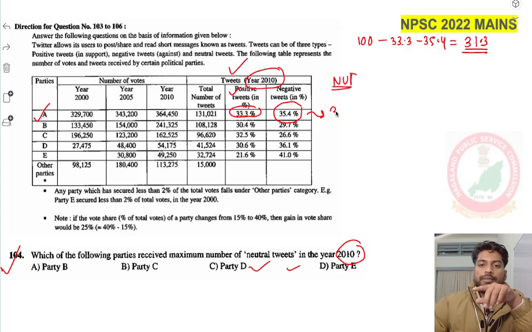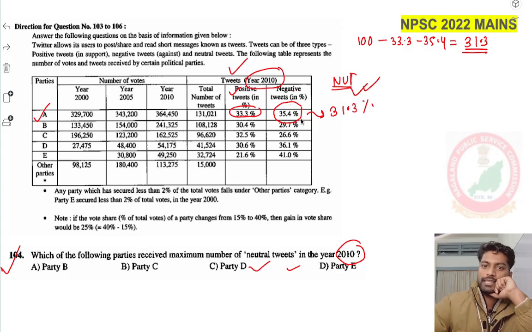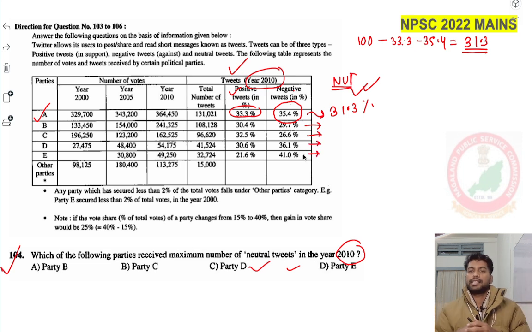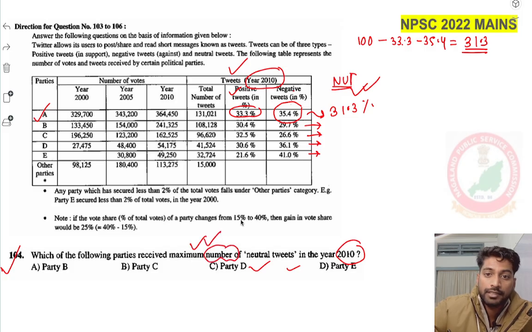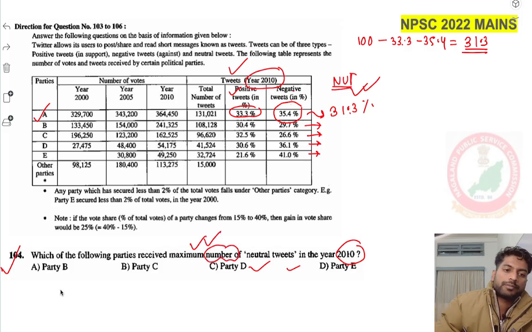So 31.3% will be neutral. Got it? Understood? So you have to do it for all the political parties, and you will get the neutral percentage. But they are not asking for the maximum percentage. No, they are asking for the maximum number. Now how to get the maximum number? Suppose we want to solve for political party A. So A is getting 31.3% neutral tweets.